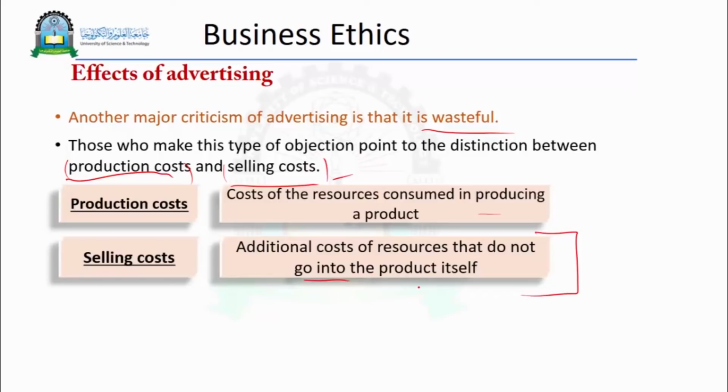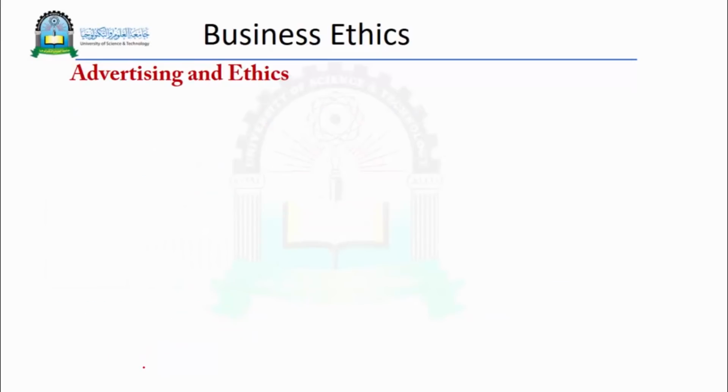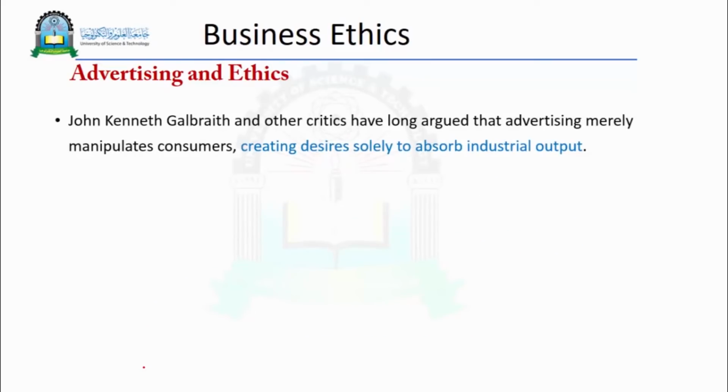And here comes the ethical dilemma. The resources consumed by advertising, according to this theory, add nothing to the utility of the product regarding the customers. In that sense, theorists like John Kenneth Galbraith and other critics have long argued that advertising merely manipulates consumers, creating desires solely to absorb industrial output, while on the other hand, these products are of no value to consumers. That is why in today's business we hear something called compulsive buying, or compulsive purchase. You may buy products and then it turns out these products are of no value to you.